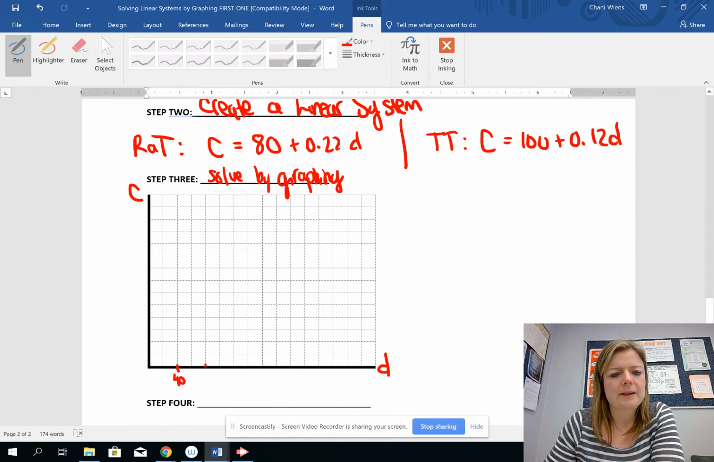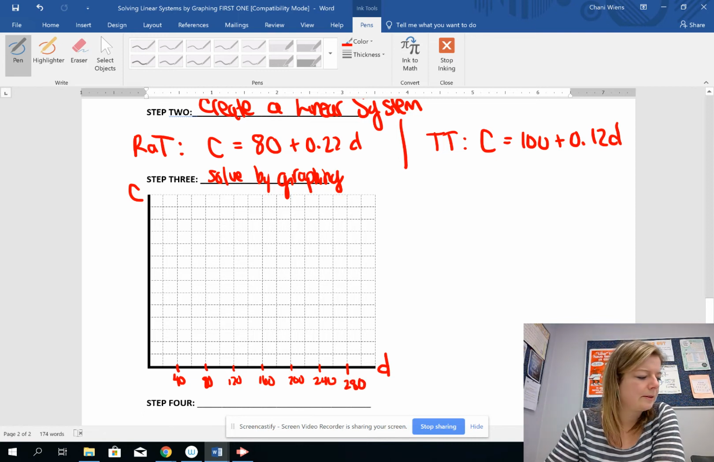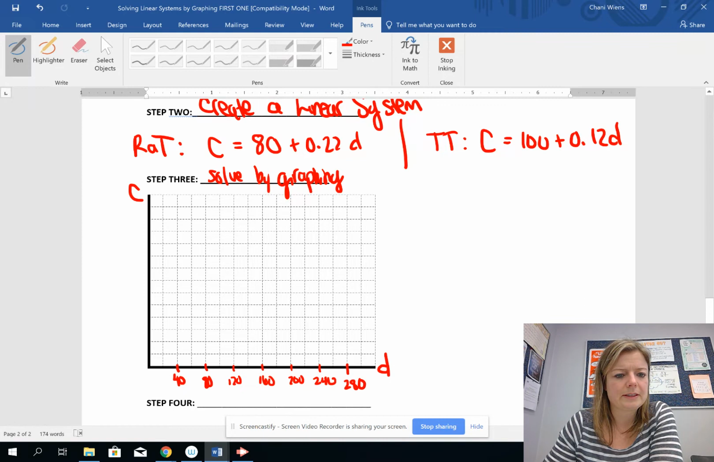So that's 40, 80, 120, 160, 200. So notice how I don't label every single one. I label every other one. That just makes it less crowded. And then here I go up by 20s as well on this scale. So this is 20 and then 40, 60, 80, 100, 120, 140, 160, and then 180, 200.